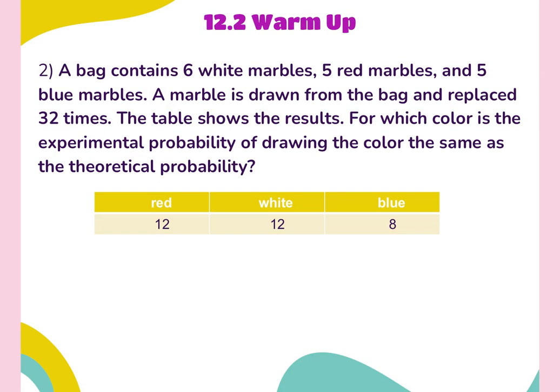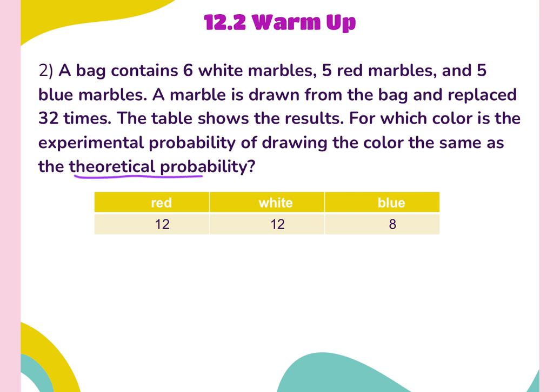All right, number 2 says a bag contains 6 white marbles, 5 red marbles, and 5 blue marbles. A marble is drawn from the bag and replaced 32 times. The table shows the results. For which color is the experimental probability of drawing the color the same as the theoretical?